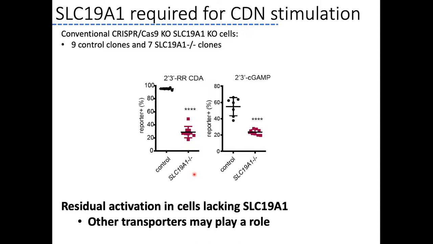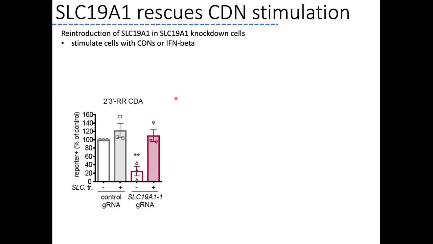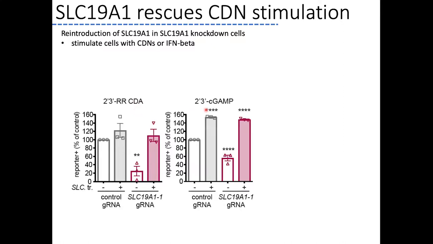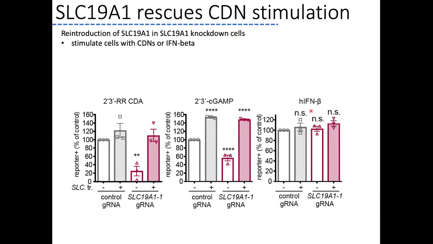So to further validate the role of SLC19A1, we also reintroduced it into SLC19A1 depleted cells, and then we can nicely rescue immune activation by the synthetic CDN and also by cGAMP, but nothing really happens when you stimulate the immune system using interferon beta.